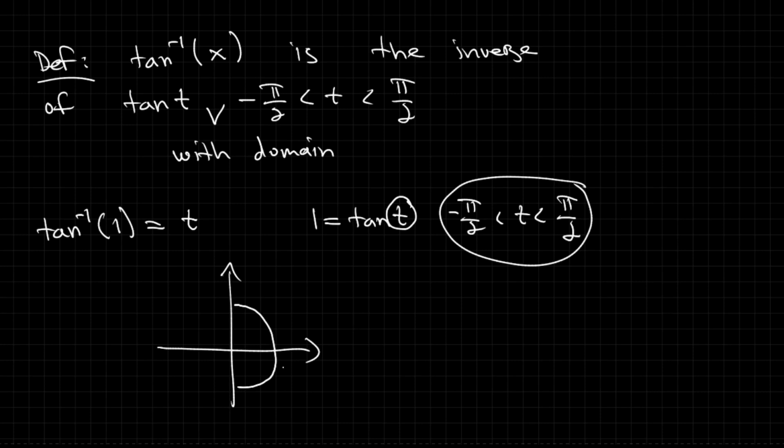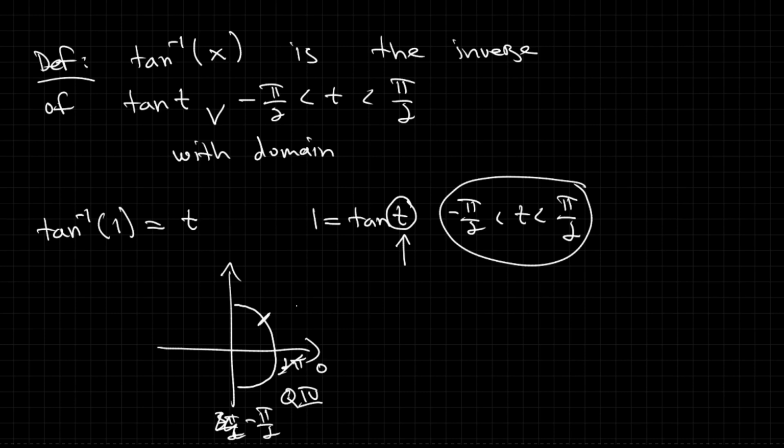But do remember that in quadrant 4, it's the right half with the t values between 0 and minus pi over 2, not between 3 pi over 2 and 2 pi. In quadrant 4, when we define the inverse trigonometric functions, this is 0 and this here is minus pi over 2. Okay, so what value of t gives me that tangent of t is 1?